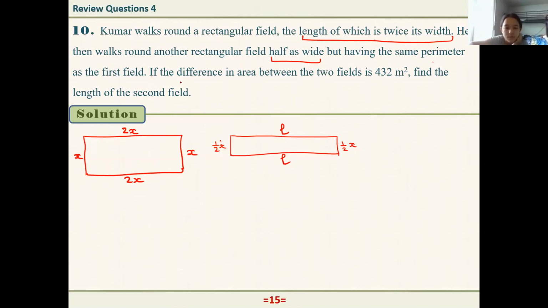If the difference in area between the two fields is 432, so let's say the area of the first one is A sub 1, and this one is A sub 2, and it says that the difference, A sub 1 plus A sub 2, not plus, it is minus, is equal to 432. Find the length of the second field. So the question is, find the length of the second field. Can you solve this question, Shahina?